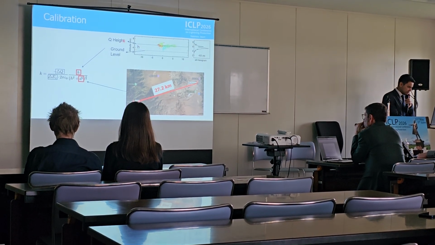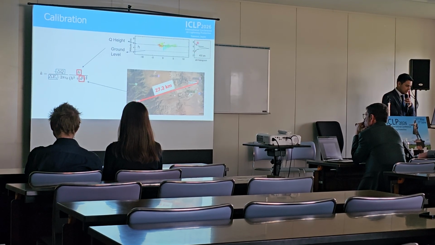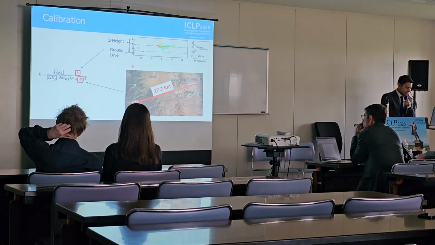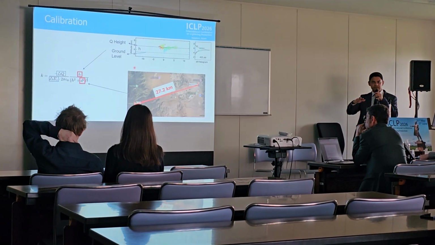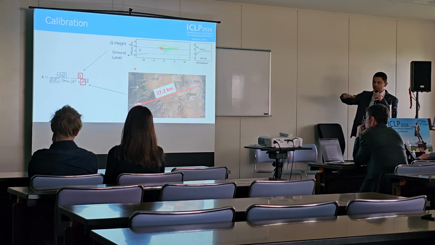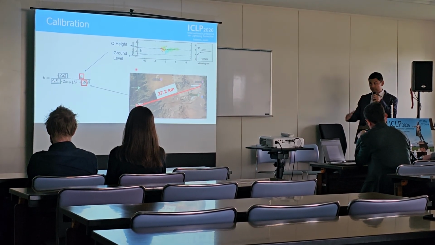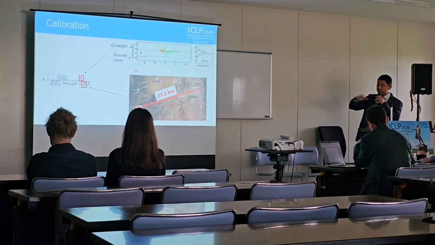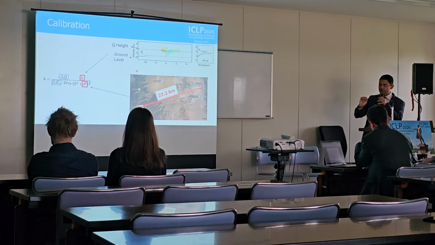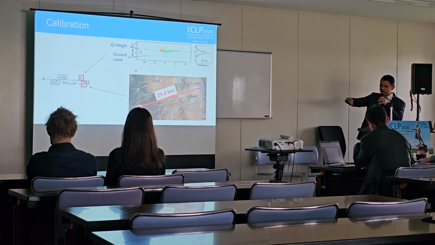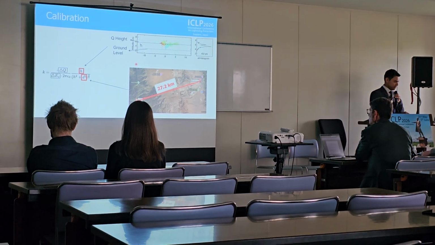We found the average height using this histogram here, and here is the ground level. So we use terrain maps to find the ground level for each specific flash. If we subtract the Q height from the ground level, we have H. And D, we have D because we know the location of the two sites.